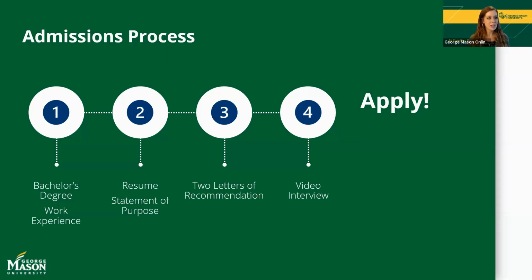So we'll grab those transcripts. We'll need your professional resume. You'll also provide a brief statement of purpose essay about why you're pursuing your MHA degree, what you're hoping to achieve with your degree, what you're hoping to contribute to the classroom as well, and why you're a good candidate for the program. You will need 2 professional references. And then you will wrap up with a video interview.